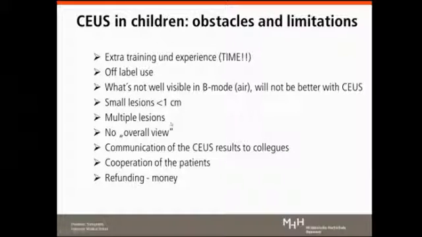Multiple lesions are more difficult for ultrasonography because you have to follow them singly. When they're in the liver, for example, you sometimes have to give contrast for every single lesion to see the arterial phase. So you don't get an overall view, and this may make the communication of your results to your colleagues a bit more difficult. You need cooperative patients, but this is your duty as a pediatrician, and reimbursement is a problem because it's off-label use, so you have to find some ways.